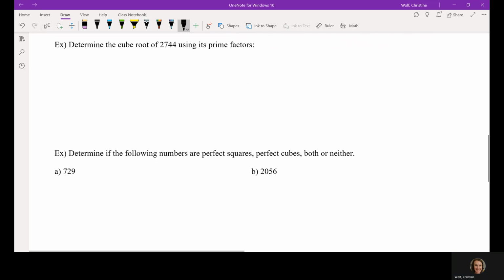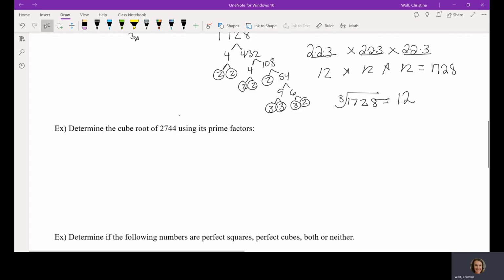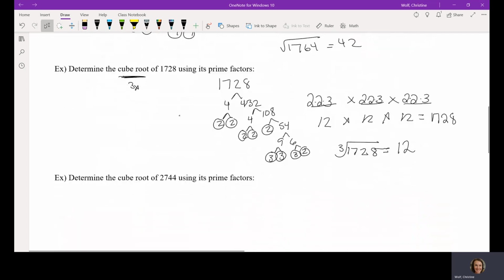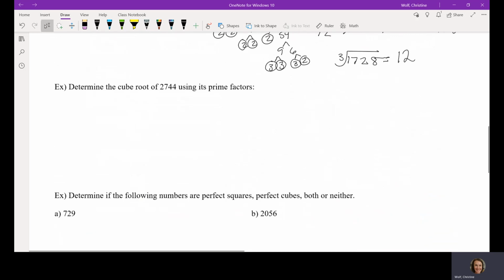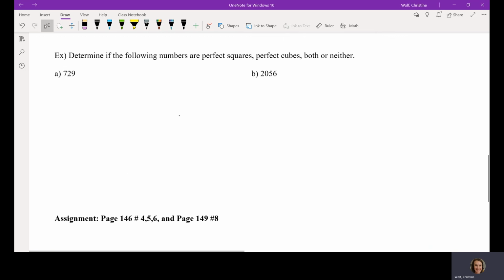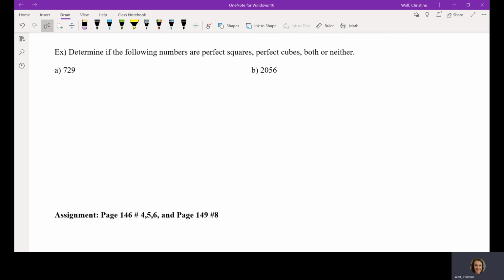Okay. I'm going to actually skip this question for now. I think you guys get the gist. It's exactly the same thing as doing square root, but you just make 3 groups instead of 2. So I'm going to skip this next example, but I am going to do this last one here. It's a little bit different.